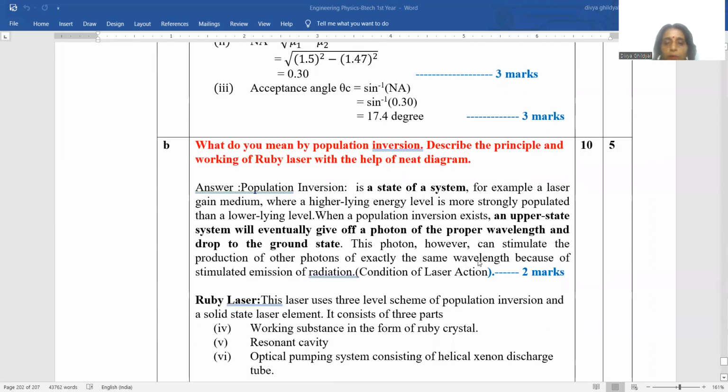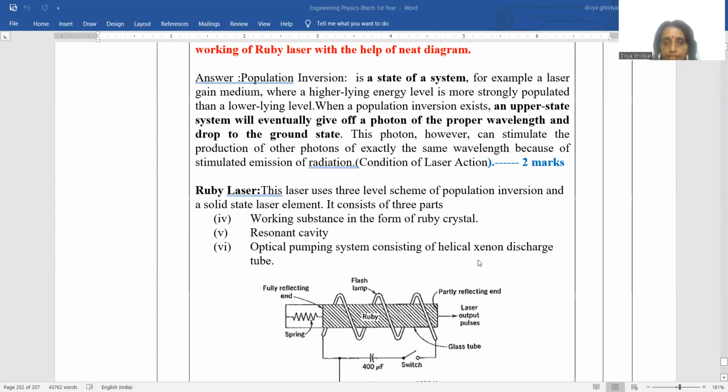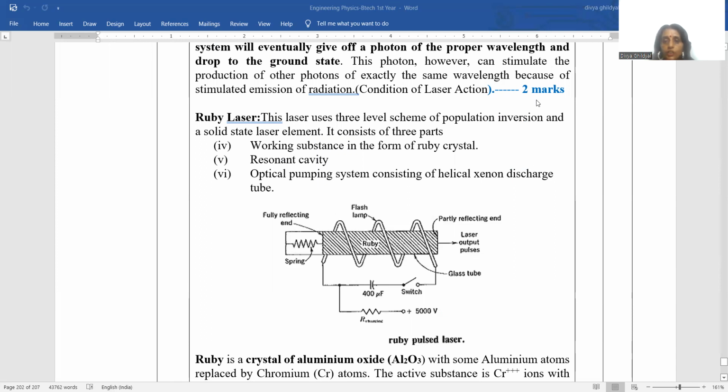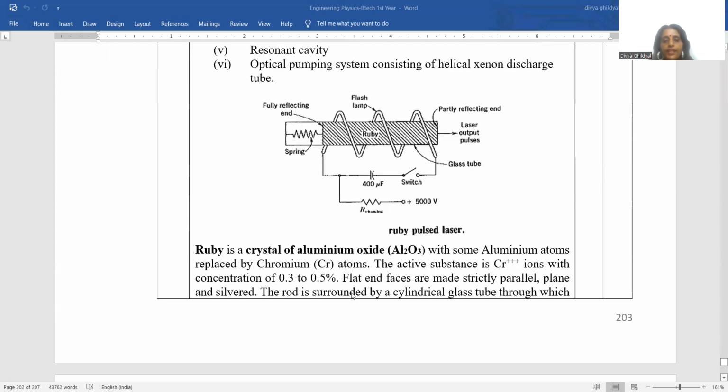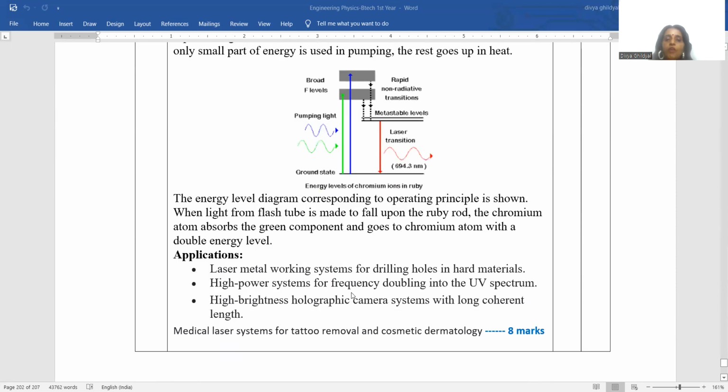What do you mean by population inversion? Describe ruby laser in detail. Population inversion is when an upper state system has more photons compared to the ground state. It is a necessary condition to achieve laser action. I will get 2 marks for that. For drawing a neat and clean, well-labeled ruby laser diagram, and explaining its functioning with an energy level diagram, I will get my remaining 8 marks.